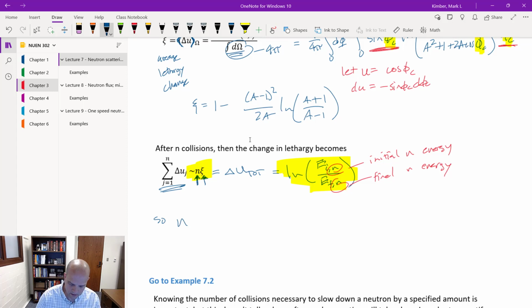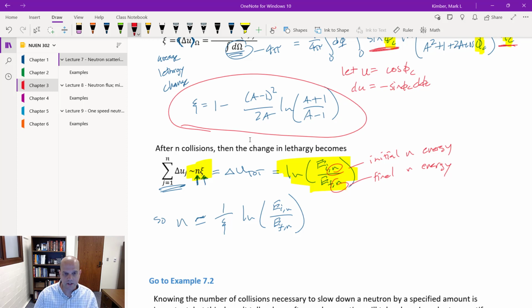And so n is approximately going to be equal to 1 over that Xi times the natural log of the ratio of these guys. So I know the number, I know the average, which I'm going to get from here. That's just a function of the mass number of the target. So if I know my initial state and I know my target final state of the neutron, then I can estimate how many collisions I need in order for that moderation to take place.